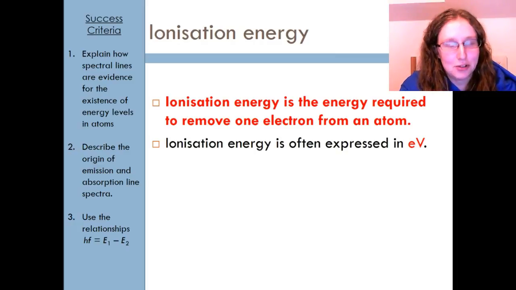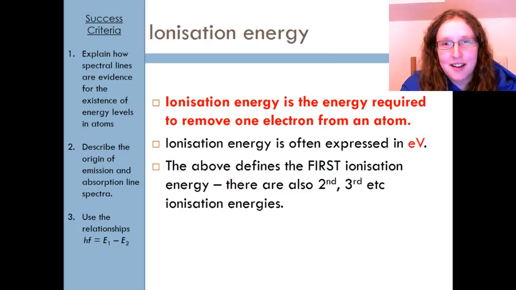Give you a second while you're trying to remember what electron volts are. There is an equation from AS you might quite want to look up. It's to do with work and charge. That's all I'll say. I expect you to go and look. The definition above is the first ionization energy. There are also second and third ionization energies, which would then be the energy required to remove the second electron or the third electron. So that's ionization.